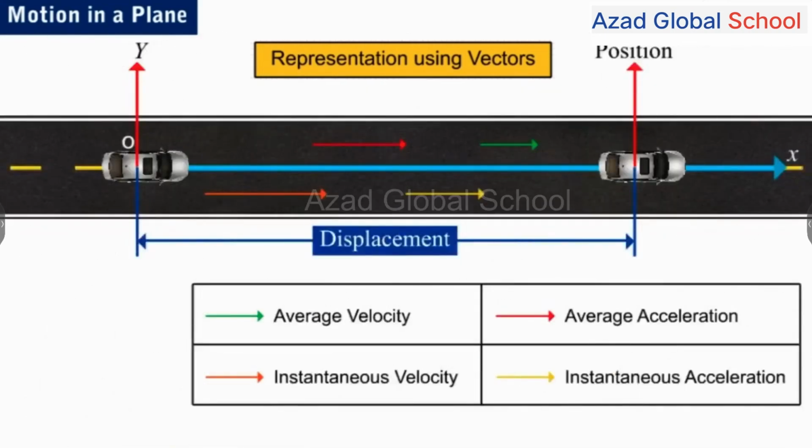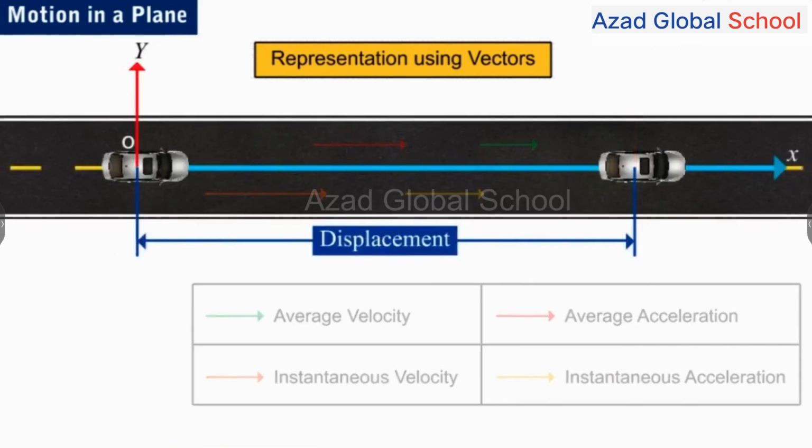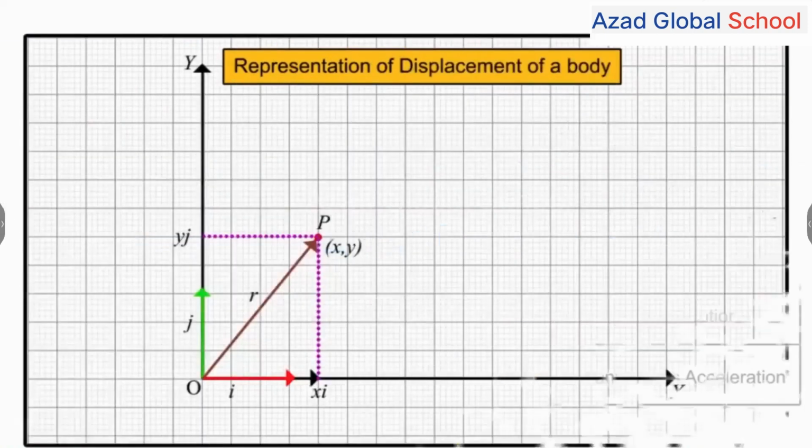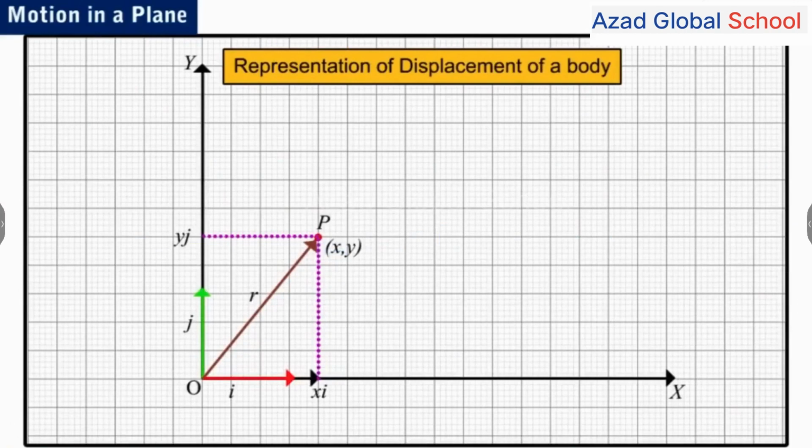Next, let's discuss how to represent displacement of a body using vectors. Consider the same body to move along a curve in the xy plane. The body is at point P at time t and at Q at time t'.